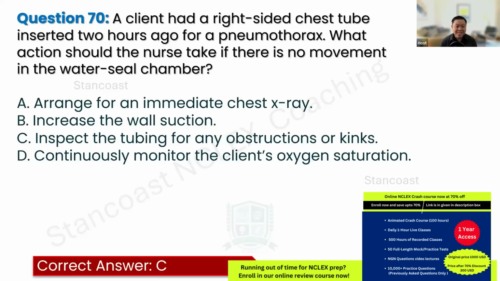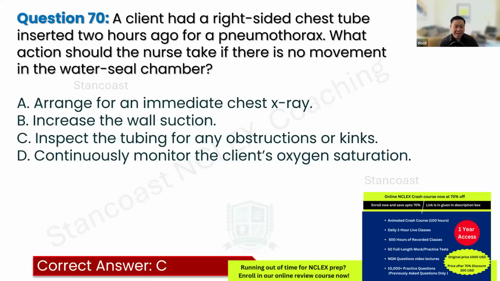Now, if you selected letter A, ordering an x-ray is not the first step in assessing an issue with the chest tube. Same thing with letter B. Increasing the wall suction does not address the root cause of the lack of movement in the water seal. And for letter D, although monitoring the oxygen levels is very important, it does not resolve the issue of non-fluctuation in the water sealed chamber.